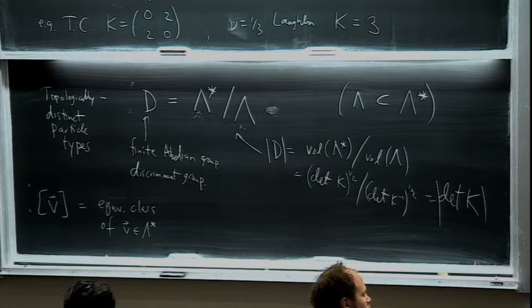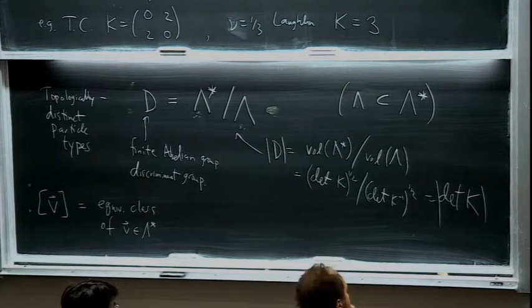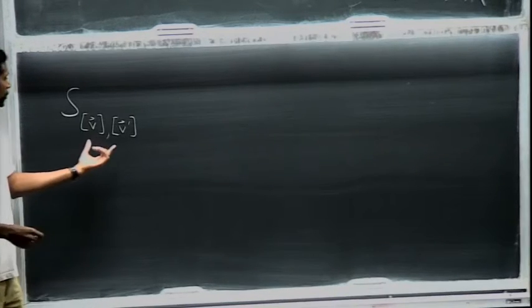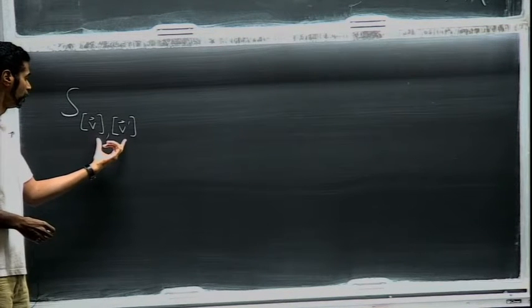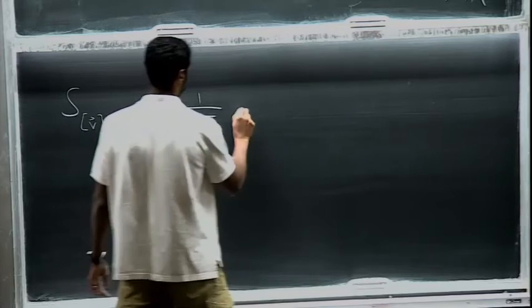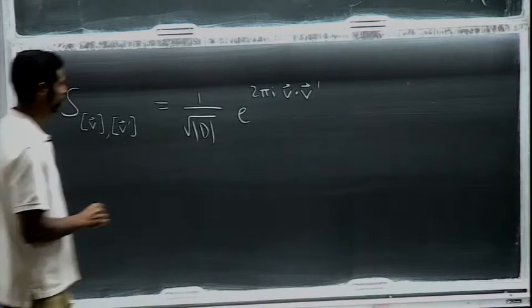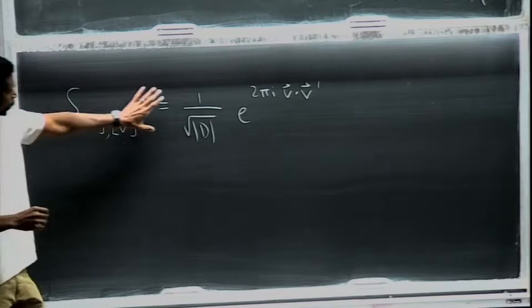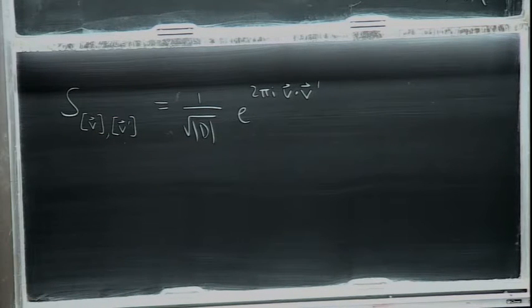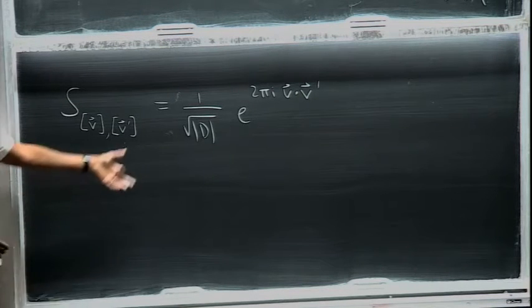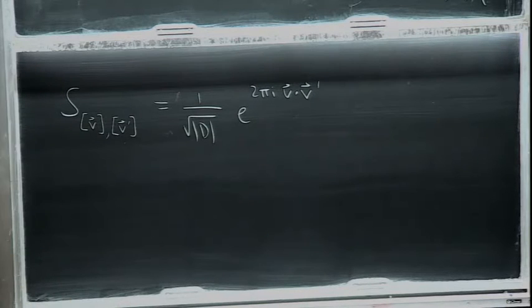So it's customary to summarize what we just wrote down about braiding over there by defining a matrix S. It's a matrix whose rows and columns are denoted by the particle types, and its elements are e^(2πi v·v'). The factor here is put here just to make this matrix unitary. You can see it's very much like a finite Fourier transform. And it summarizes what we said over there.